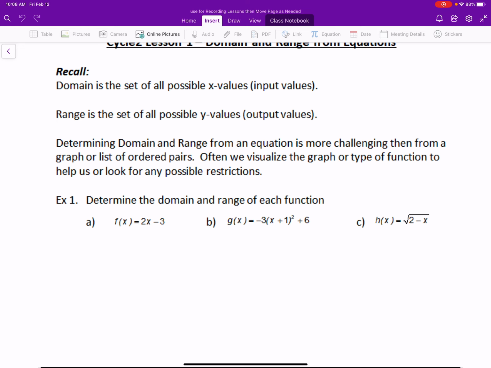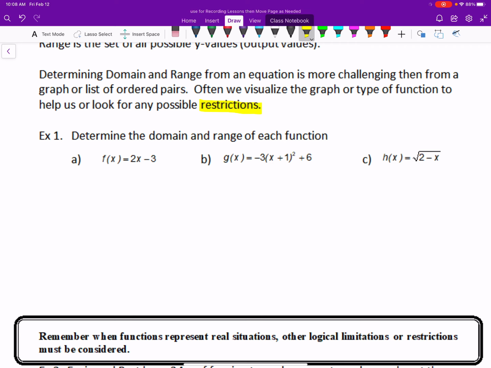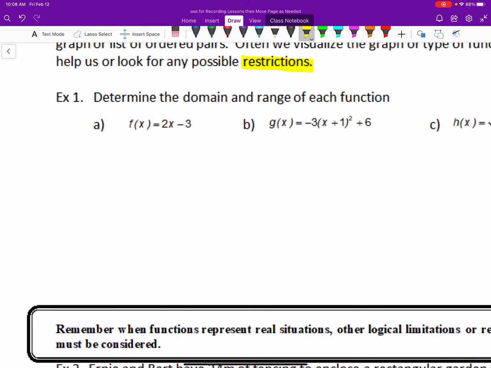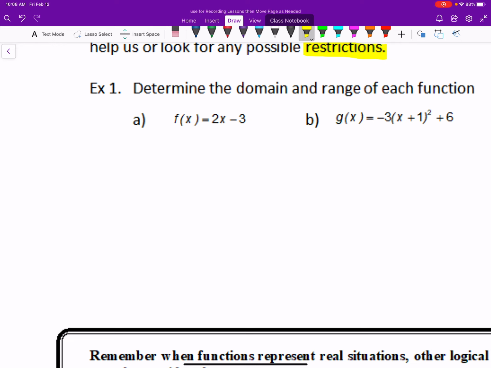Often our fallback approach is that we visualize the graph or the type of function to help us look for any possible restrictions, because it's the restrictions that really matter, right? Assuming it's not just a series of points, it's always going to be x ∈ R for the domain, but with some restrictions, possibly. And for the range, it's always going to be y ∈ R, but again, likely with some restrictions. So if I want to determine the domain and range of a function from the equation, what I would do is look at it and identify what type of function it is.